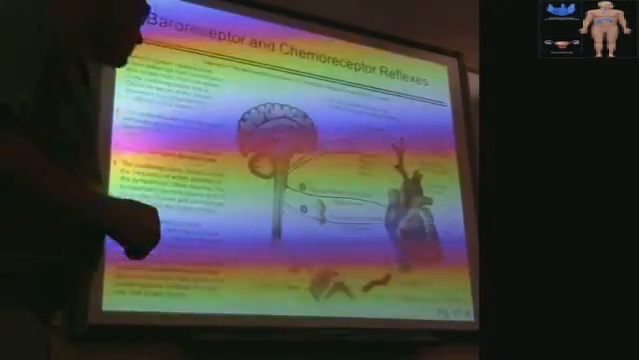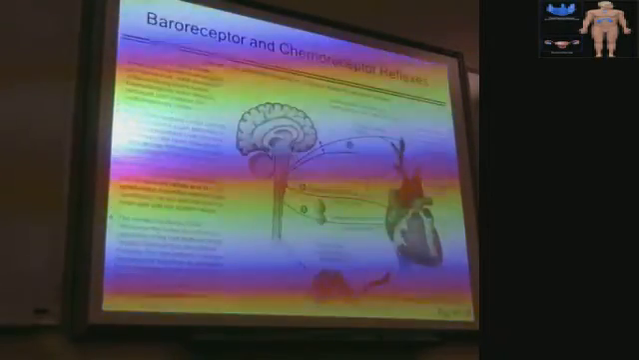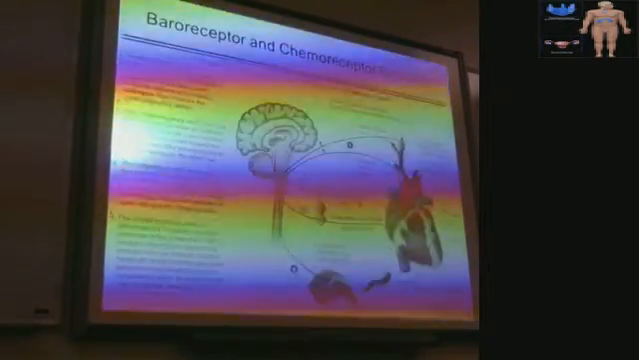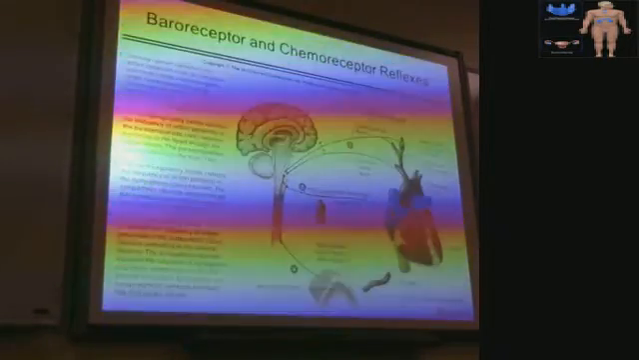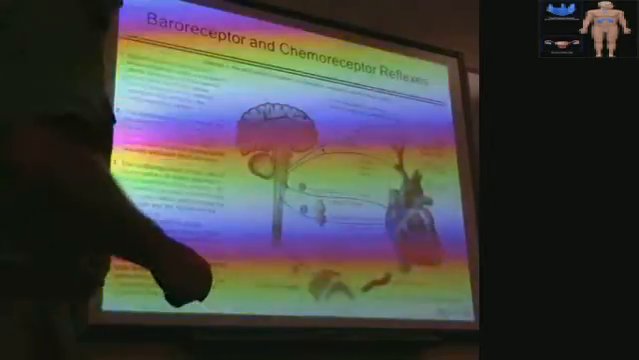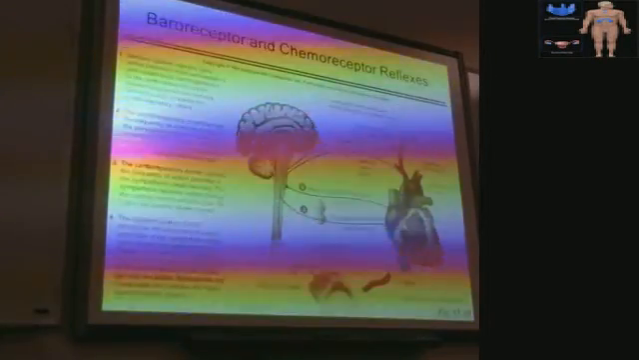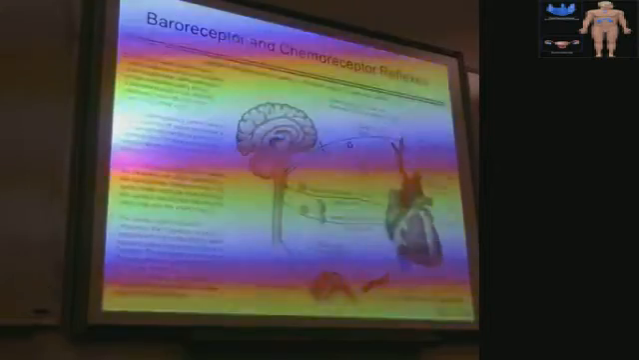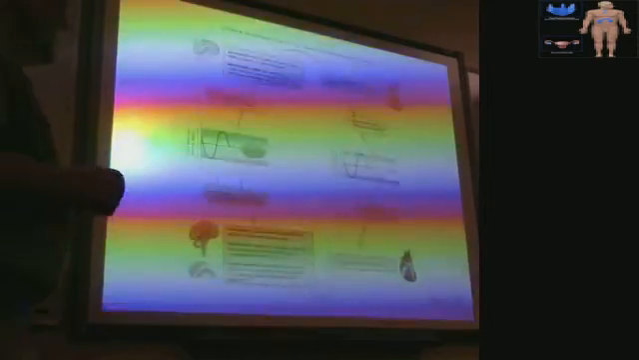Or we have the adrenal medulla. And the medulla is going to release what two things? Epinephrine or norepinephrine. And it's going to cause the heart to beat harder and stronger. And we see this pressure regulation happening here.